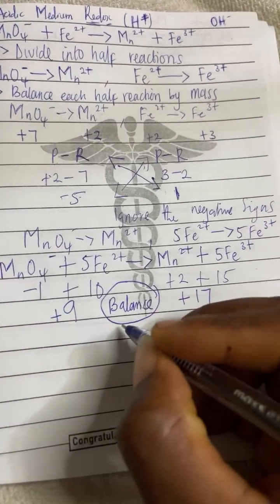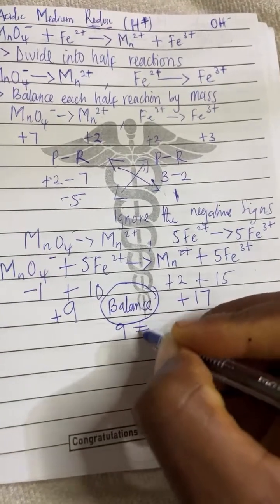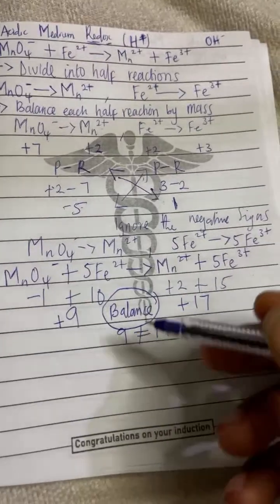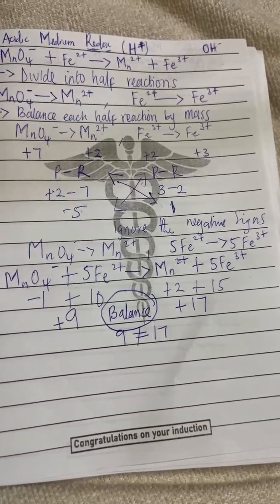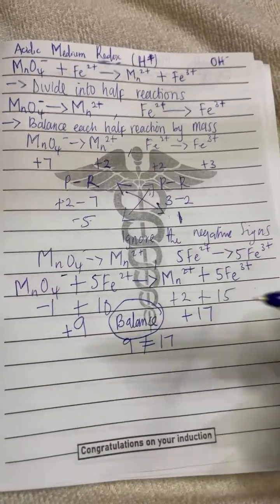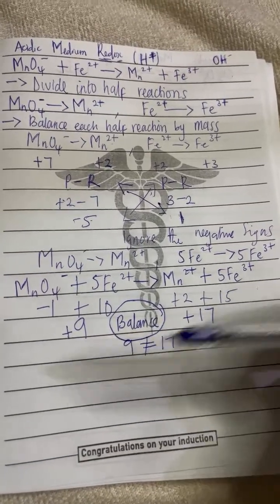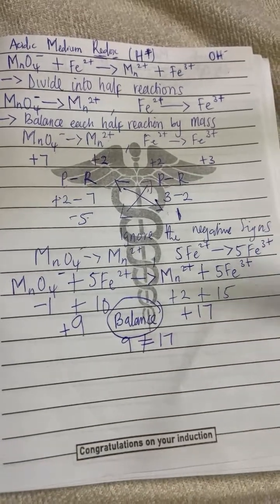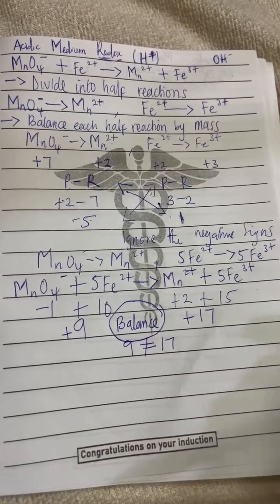See now, 9 is not equal to 17. We need to make them equal. It is how we make them equal that now matters. It is how we make them equal that will tell us whether this is the medium or not. It depends on the medium.